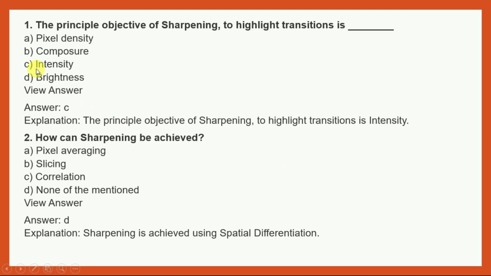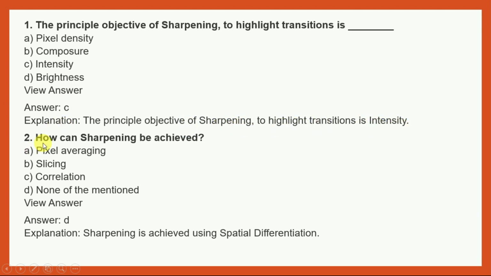The questions that can arise from that topic are, firstly: the principal objective of sharpening to highlight transition is. The answer to this question is option C, that is intensity. If we see the explanation, we get to know the principal objective of sharpening to highlight transition is intensity.